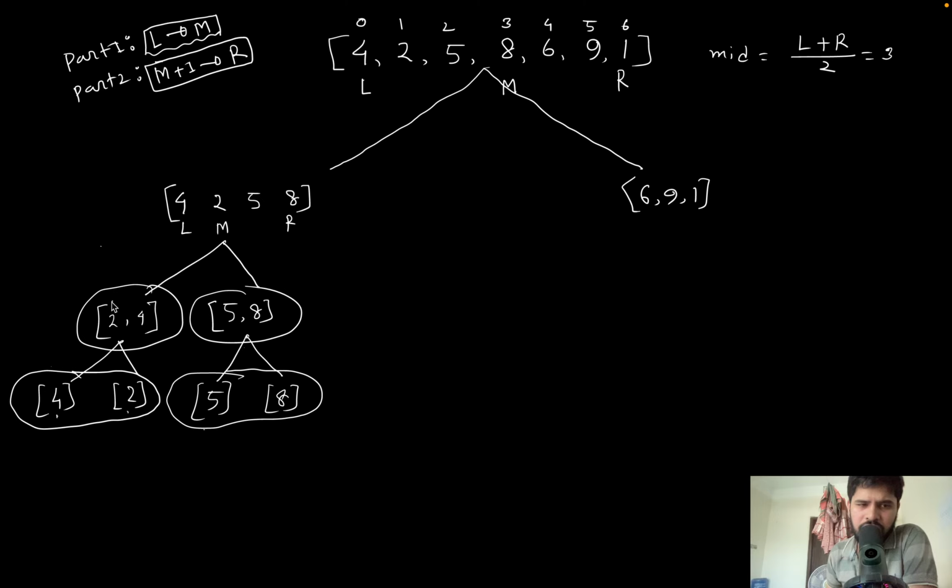Here we'll have a pointer, here we'll have a pointer. Using that pointer we can just merge these two sorted arrays. So what we'll get here is 2, 4, 5, 8. That's it. All right, so we solved this subproblem. Up until this point we solved this subproblem. All right, so now let's move to the second partition.